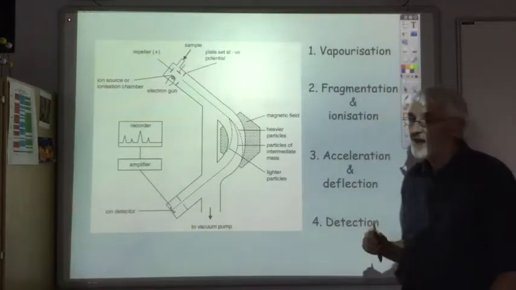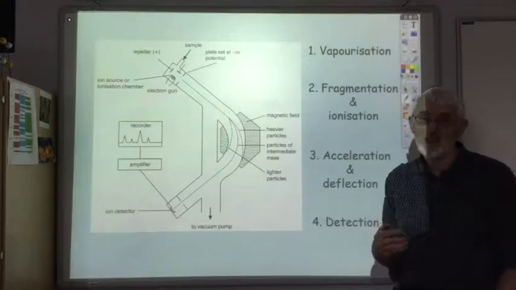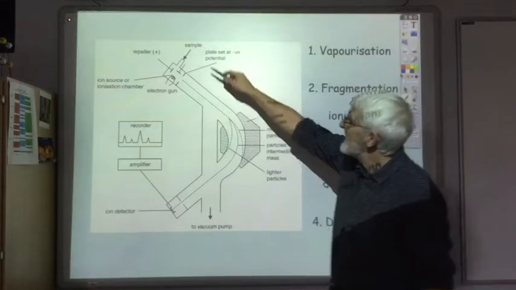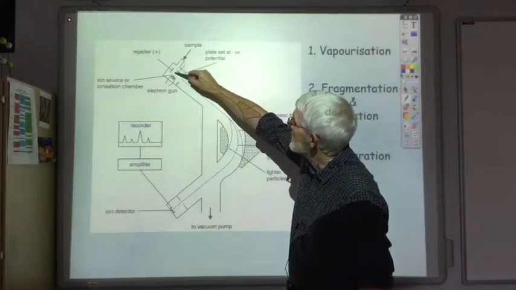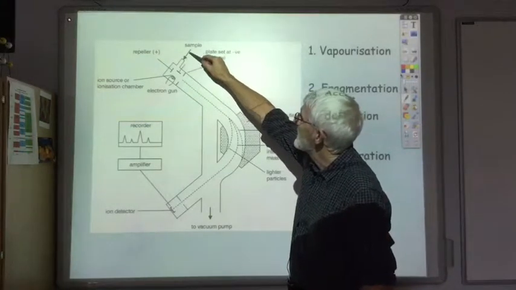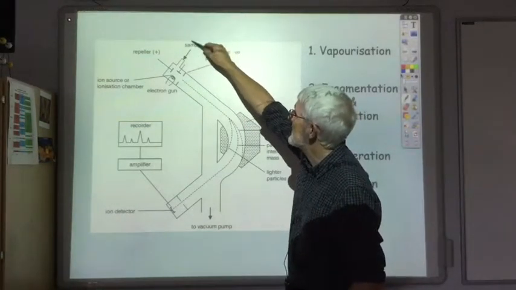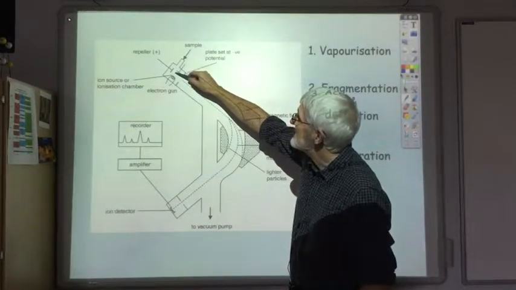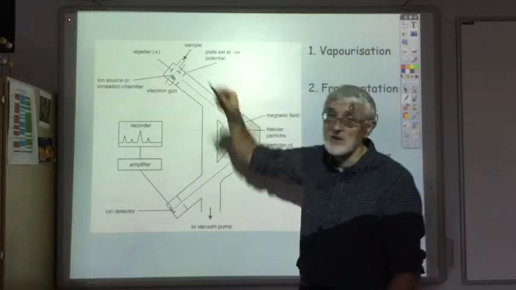So the first stage, the sample is vaporized just by heating it up till it turns into a gas, and it is then injected into the mass spectrometer. So the vaporization of the sample takes place externally, and the vaporized sample is injected into the mass spectrometer.